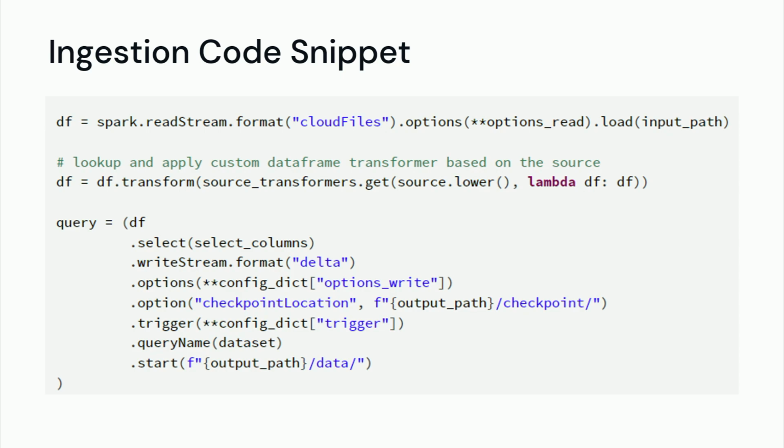This is just a quick code snippet to demonstrate a simple ingestion. We're reading from cloudFiles, the Auto Loader format. We're declaring a checkpoint in the options below. We're specifying a trigger type, which comes from a configuration file, and we're starting the query.